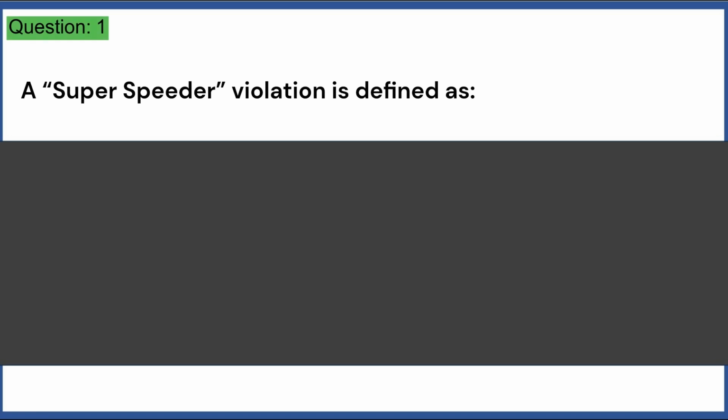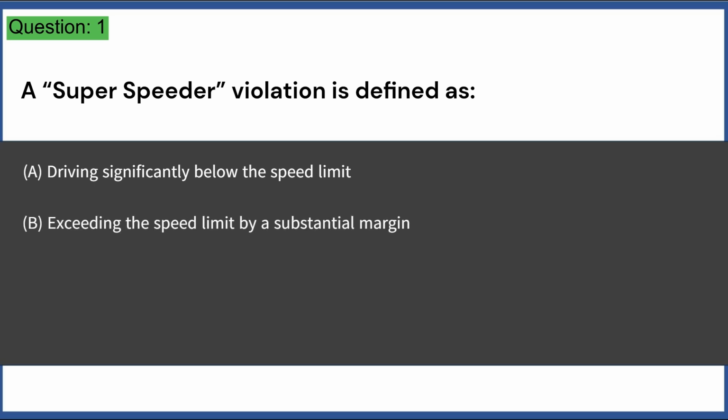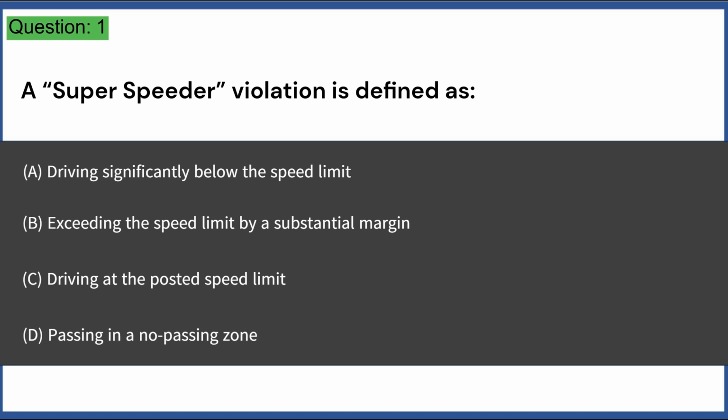A superspeeder violation is defined as: A. Driving significantly below the speed limit. B. Exceeding the speed limit by a substantial margin. C. Driving at the posted speed limit. D. Passing in a no-passing zone. Answer B. Superspeeder violations occur when drivers exceed the speed limit by a large margin, incurring higher fines.